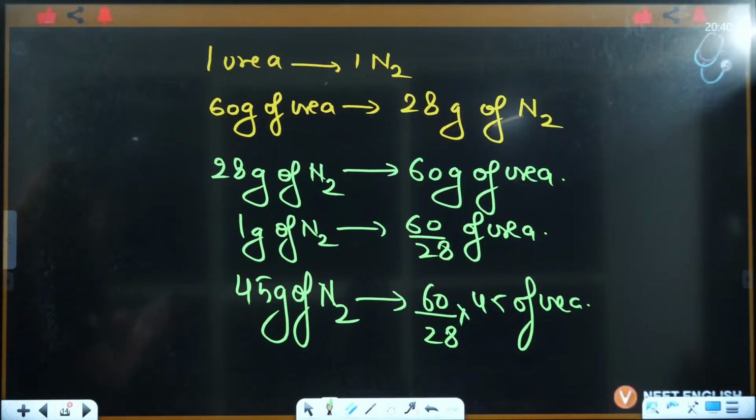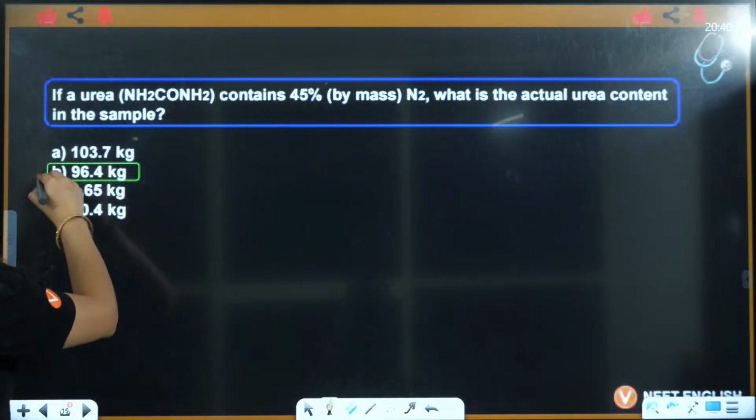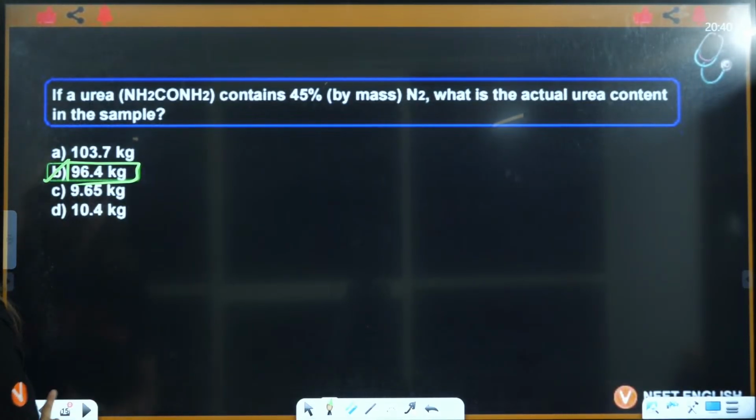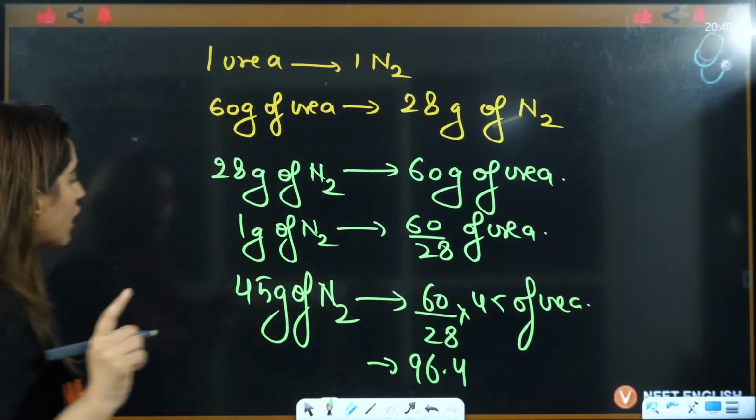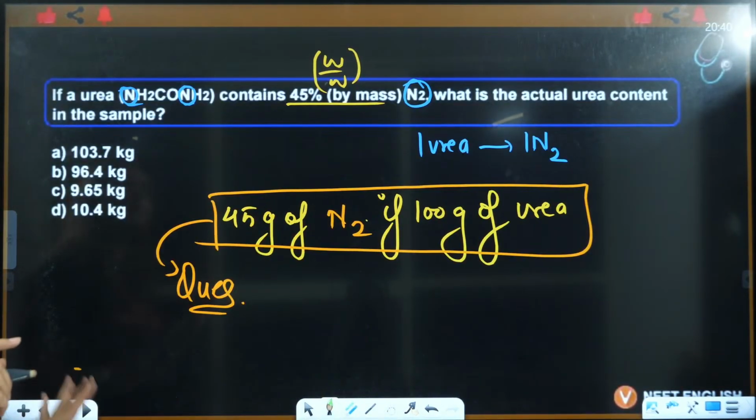Let's see who actually calculates this. I'll use a calculator, but you will use your brain. 96.4 we are getting, right? That is B. The answer you will get is 96.4. Now you will see one thing here.